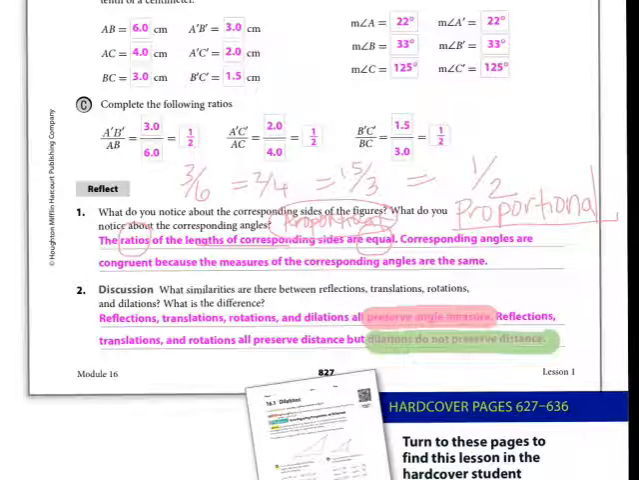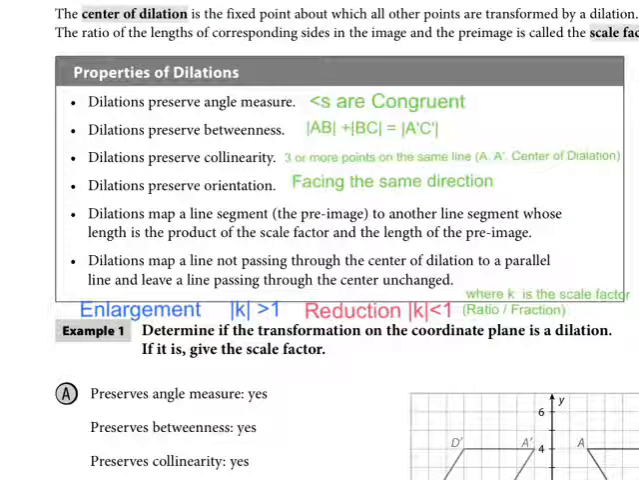So obviously this is what makes them the same, and this is what makes them different from each other. It's very important that you know what's making them the same or different. It's very important that you make comparisons. This slide shows you some properties of dilation. So let's talk about those properties. The first one is dilations preserve angle measures. That means your angles are going to be congruent.